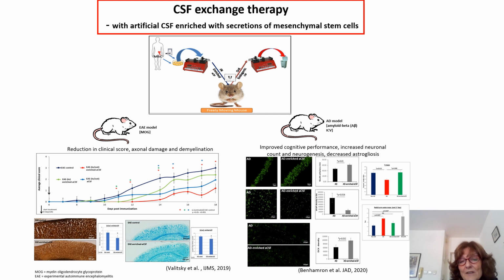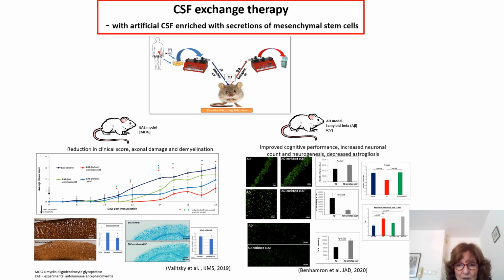Particularly to already affected patients, we don't believe it's relevant as preventive. We speak about it in terms of brain dialysis. And when we use it in EAE model, we saw a decrease in the score relative to non-treated, and we saw also decreased axonal damage and demyelination. Here in between we see other things. If we don't eliminate the endogenous, we also see some effects, but the best is when we eliminate the endogenous and we enrich the CSF with mesenchymal stem cell secretions.